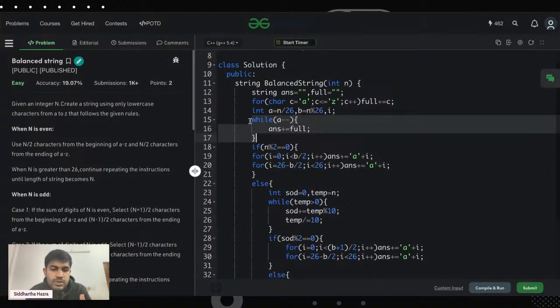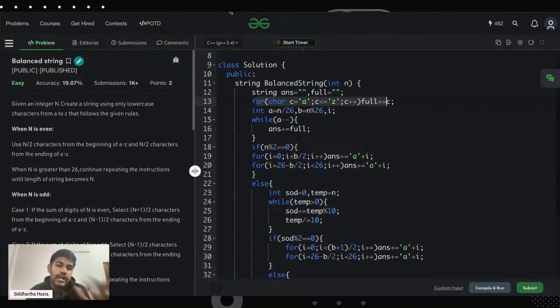And this is just knowing how many times this is occurring. And this is just adding A to Z in a single string, like we have the whole A to Z in a single string. Other than this, it is fine.